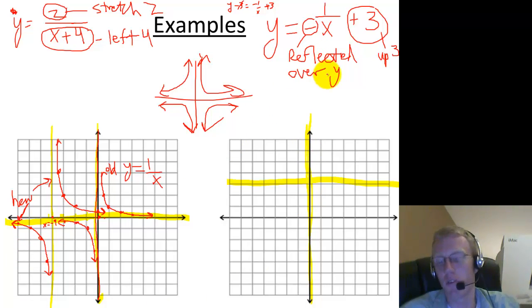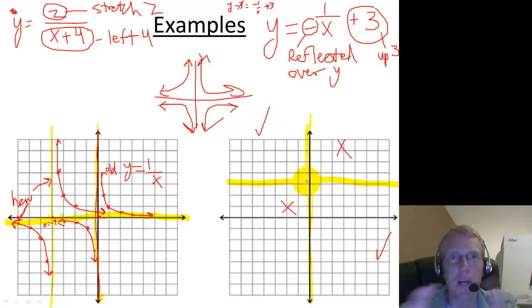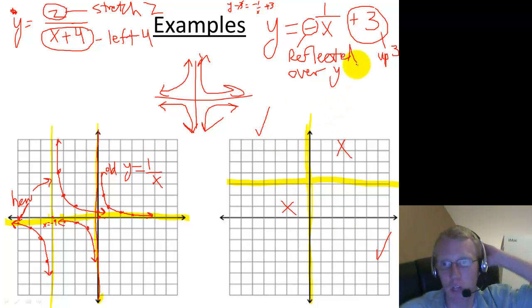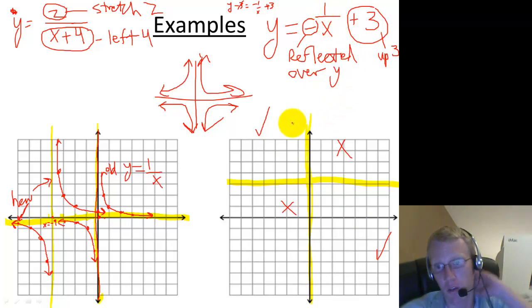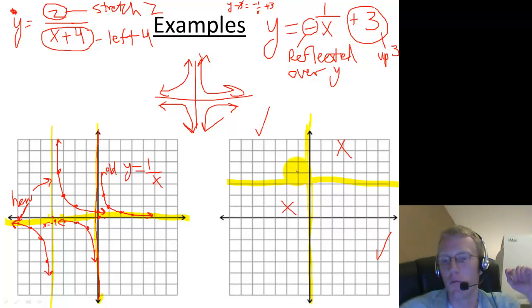It's reflected over the y-axis. So instead of being here and here, I'm going to be here and here. But the measurements, the amounts, are all going to be the same, and we're not stretching or shrinking because there's a 1 right here in the numerator. So I'll go over 1, up 1, over 2, up a half, over 3, up a third, over a half, up 2, over a third, up 3, and I can draw in my curve just like that.